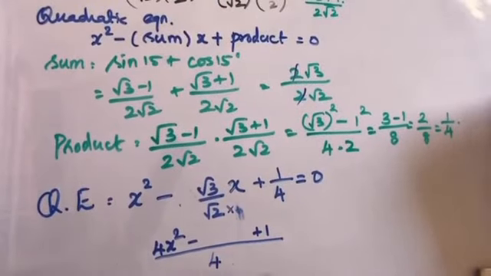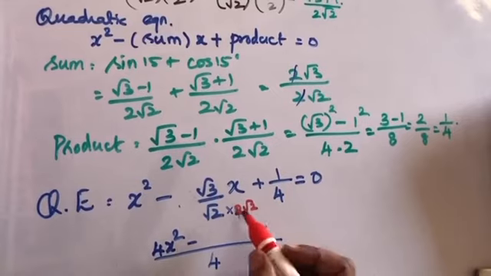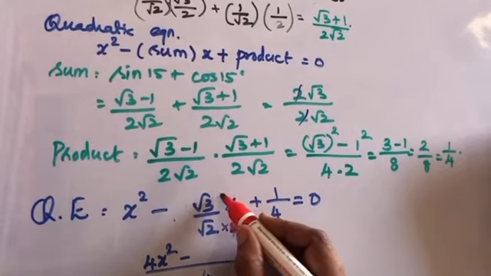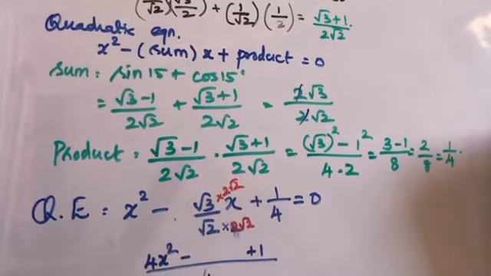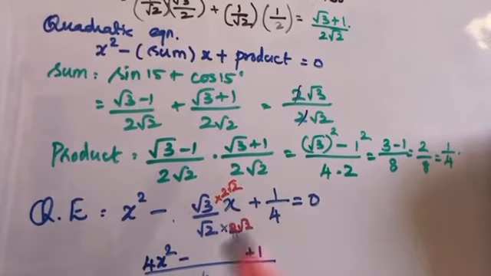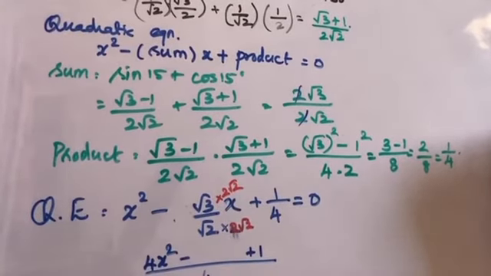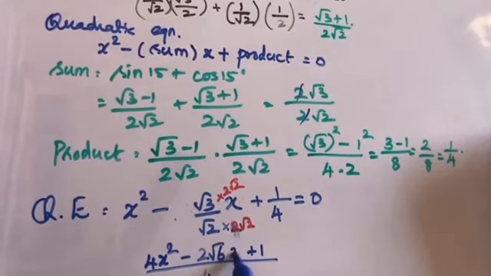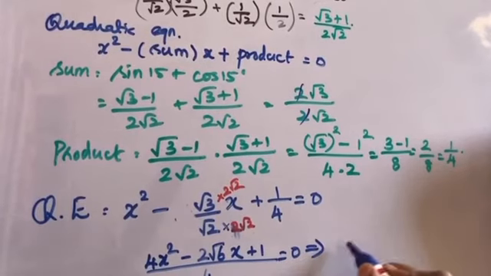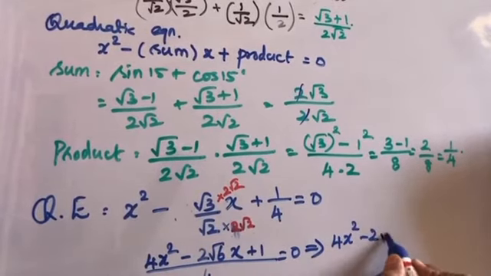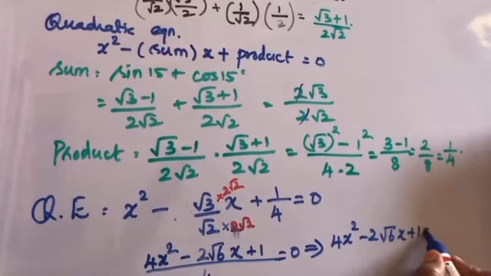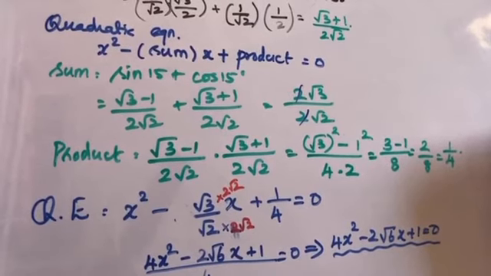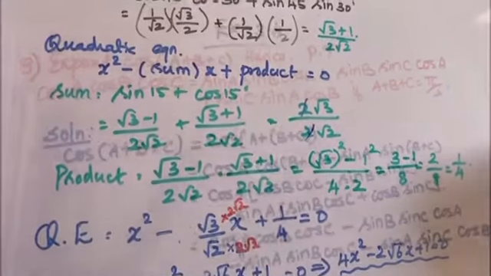You have to multiply it with 2 root 2. 2 root 2 means root 2 into root 2 it is 4, 2 into 2 it is 4. You can make it 4. So in the numerator also you can multiply it with 2 root 2. So root 3 into 2 root 2, what will be that term? Root 3 into root 2 will become root 6. So it is 2 root 6x plus 1 equal to 0. That implies 4x square minus 2 root 6x plus 1 is equal to 0, and this is the required quadratic equation whose roots are sin 15 and cos 15.